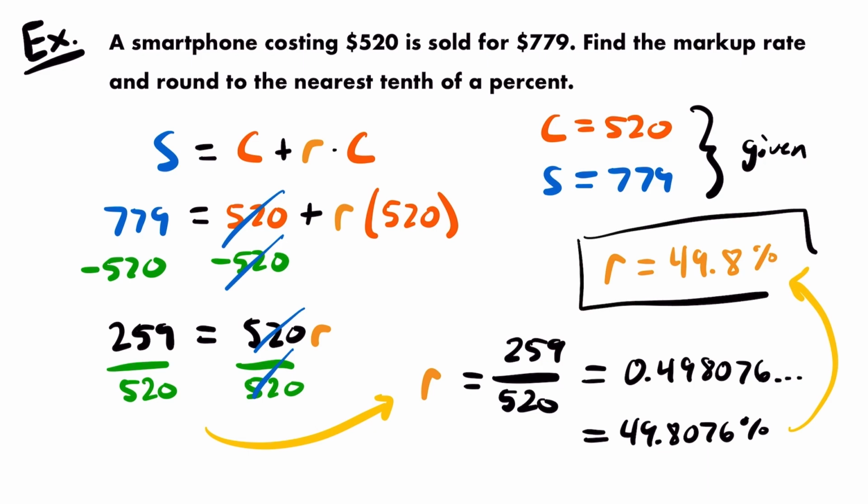All right, so what that means is that for a smartphone costing $520 but sold for $779, the markup rate is 49.8%. If you take about 49.8% of the original cost and add that to the cost, you will get the selling price of $779. And so that is it for this example, and this was the last example for this video.